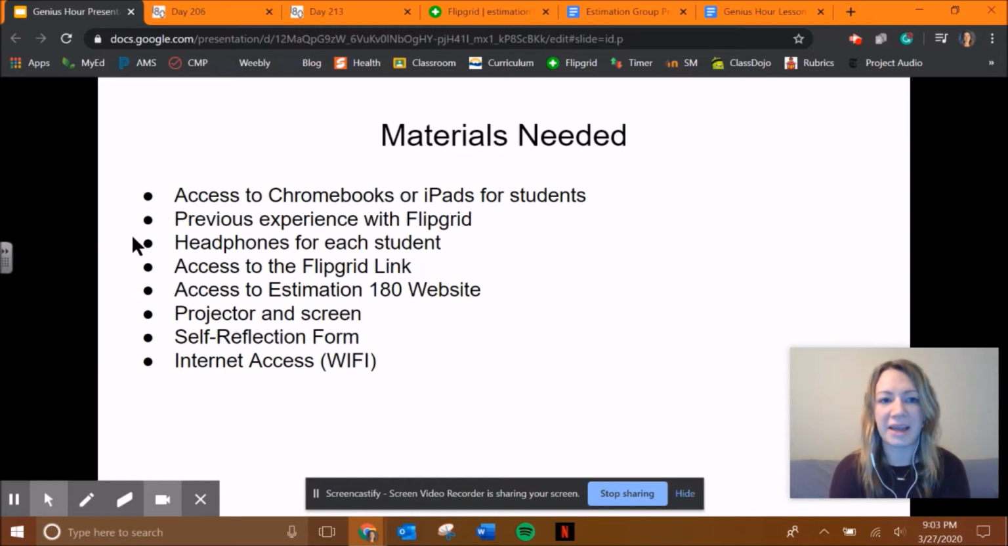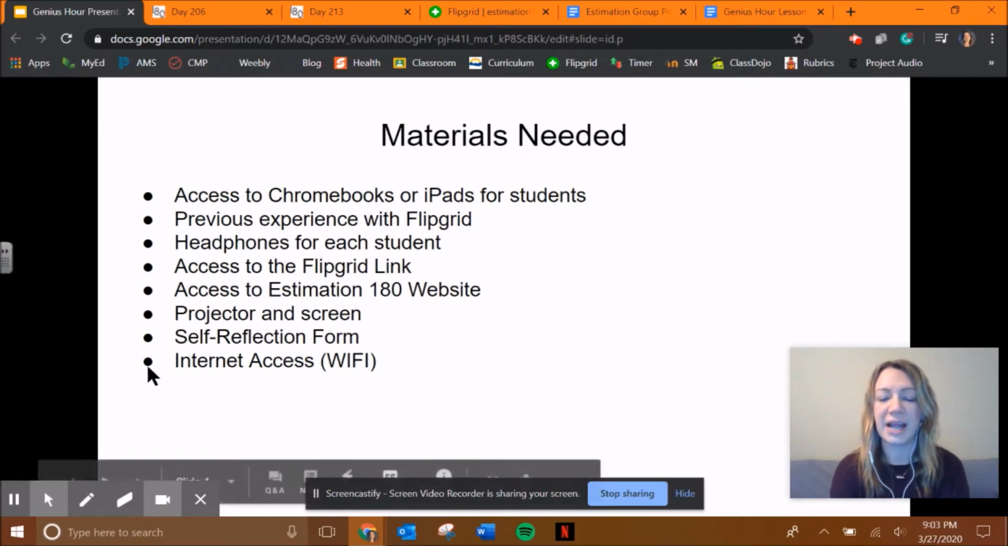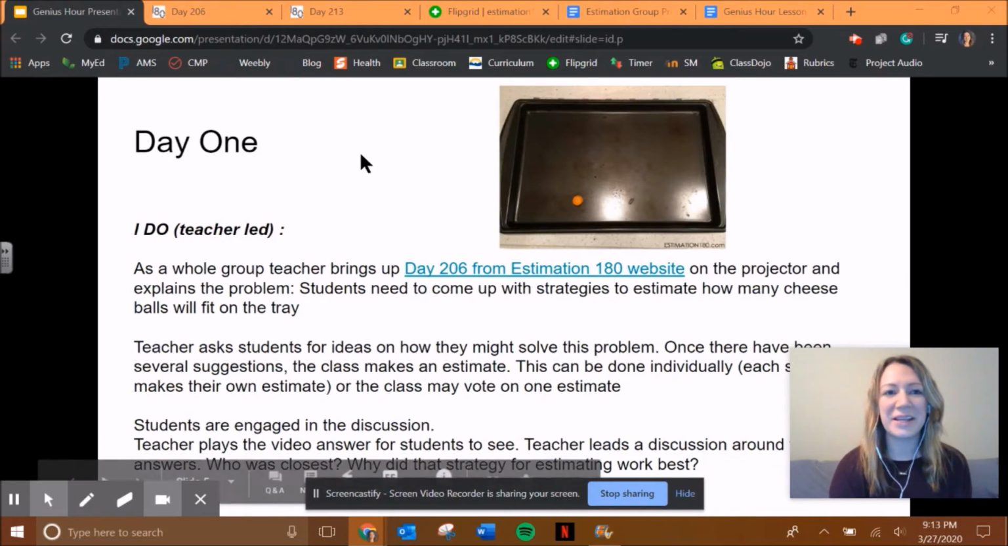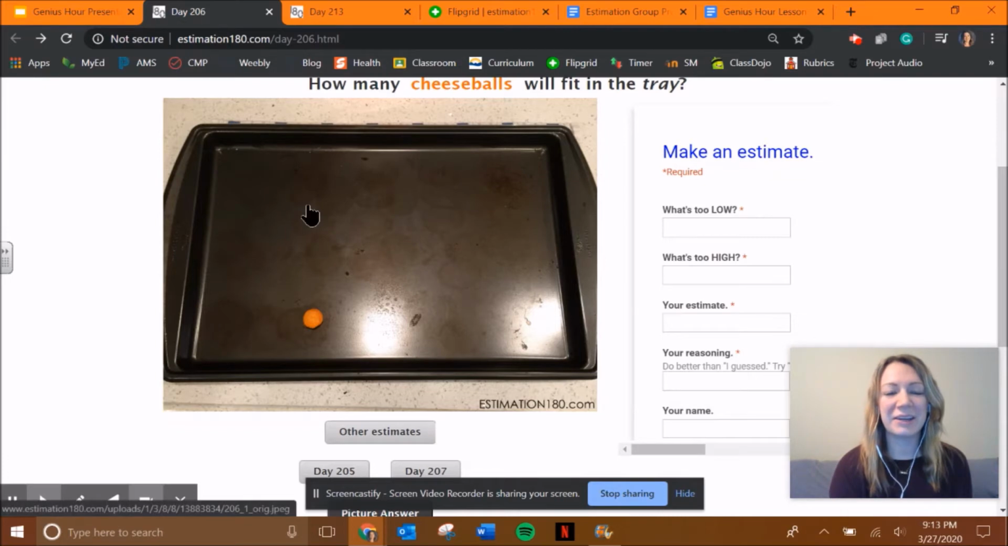The kids will need to have headphones, access to the Flipgrid link and the Estimation 180 websites, which I'll show you, a projector and a screen, a self-reflection form, which I'll also show you, and internet access. The first part of day 1 is teacher-led. The teacher is going to bring up the Estimation 180 website, which looks like this, and they're going to ask the students how many cheese balls fit onto this tray.